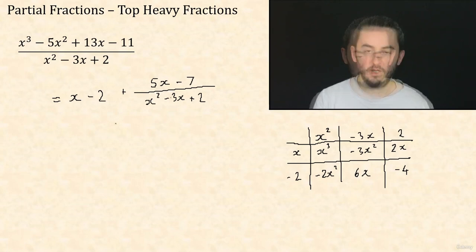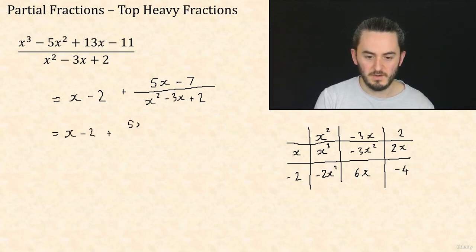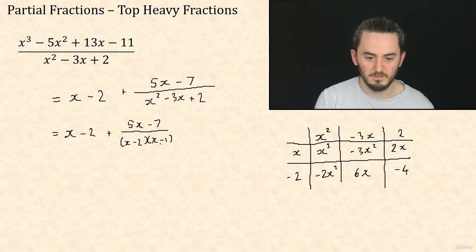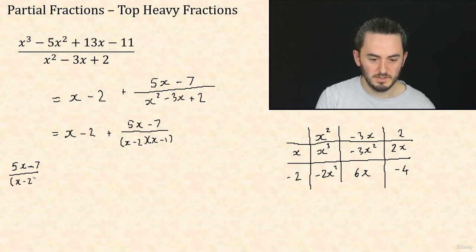So let's do that. Okay, so if I'm going to split this into partial fractions, I need the denominator factorized. So I've got x minus 2 plus 5x minus 7 over, and this does factorize nicely, it's x minus 2, x minus 1. So I'm just going to focus on this bit now. I'll remember that I've got an x minus 2 there, but I'm going to split 5x minus 7 over x minus 2, x minus 1 up into something over x minus 2 plus something over x minus 1.